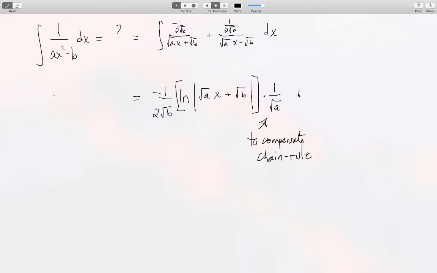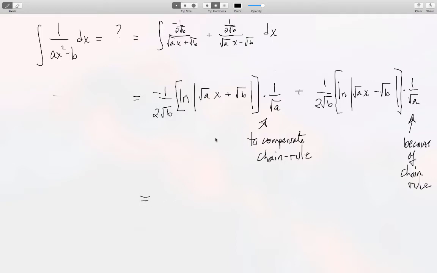Alright, and so the same thing happens when we hit this. We'll get 1 over 2 square root b, and then an ln of an absolute value, and we'll have all this stuff, the square root of a x minus the square root b, but then I need to put an extra times 1 over square root a to compensate for the chain rule. Alright, so now let's combine.